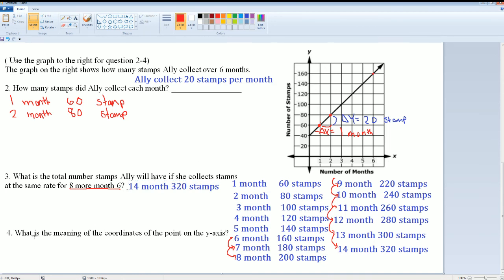Good. What is the meaning of the coordinate of the y-axis? What is the y-axis? The y-axis is your number of stamps. It says it right here, number of stamps. Let me rotate it to the right. Yep, right there. The y-axis is your number of stamps.